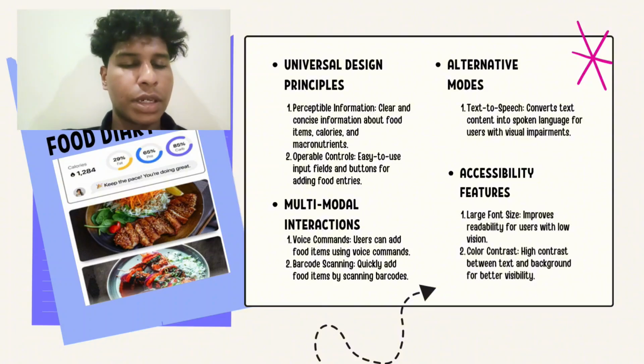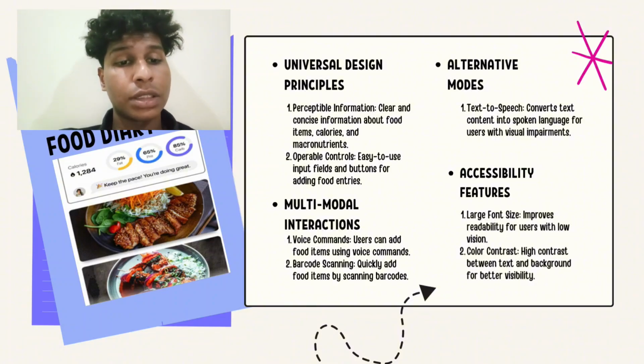The next thing is we can scan barcodes. Let's say we are buying things from the shop, we can scan the barcode on the item we buy, then the information will be stored on the app. The next thing is alternative modes. Text to speech converts text content into spoken language for users with visual impairments.